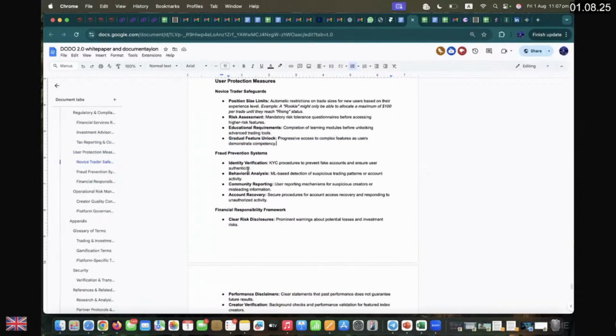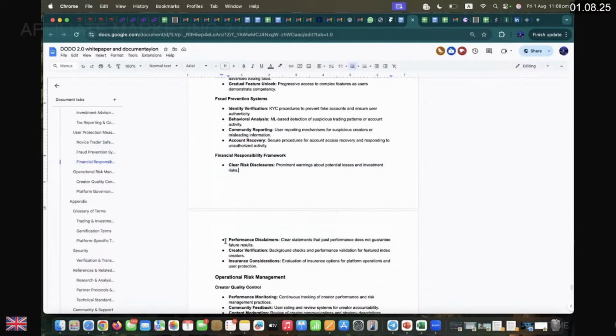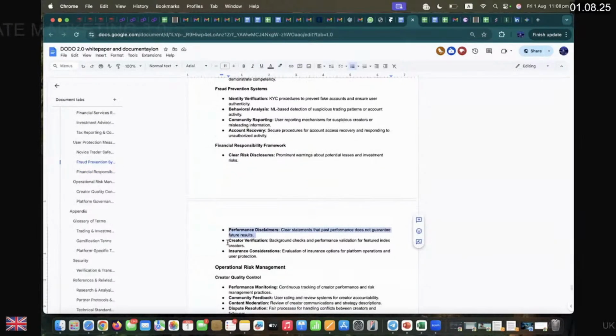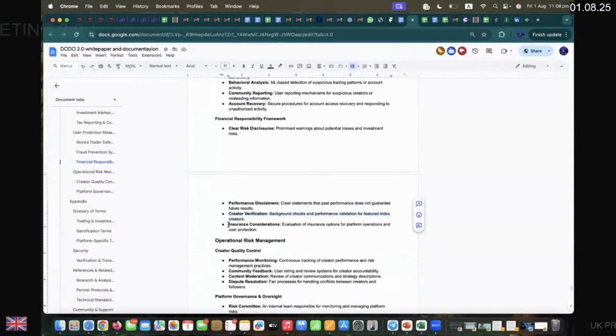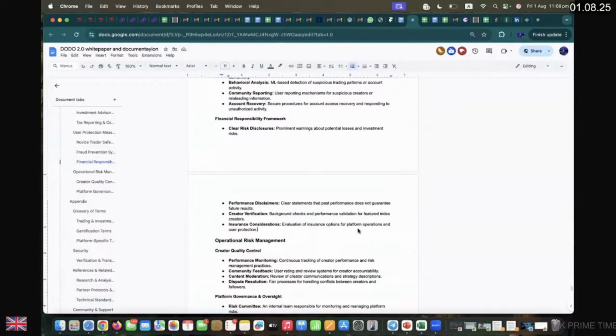Fraud prevention systems, identity verification with KYC, behavioral analysis with money laundering AML policies, community reporting, account recovery, secure procedure for account access recovery responding to unauthorized activity. Financial responsibility framework: clear risk disclosure will be mentioned, performance disclaimers will be there, creator verification will be done, insurance considerations will be there, evaluation of insurance options for platform operations and user protection.